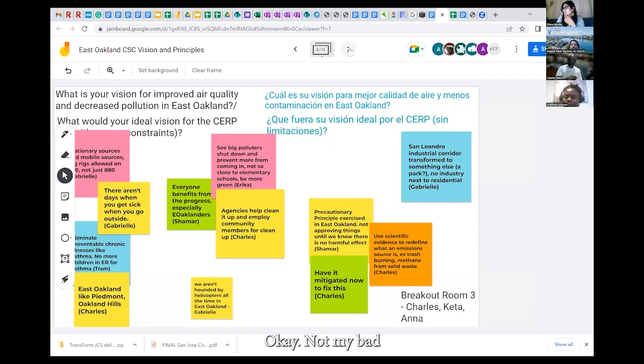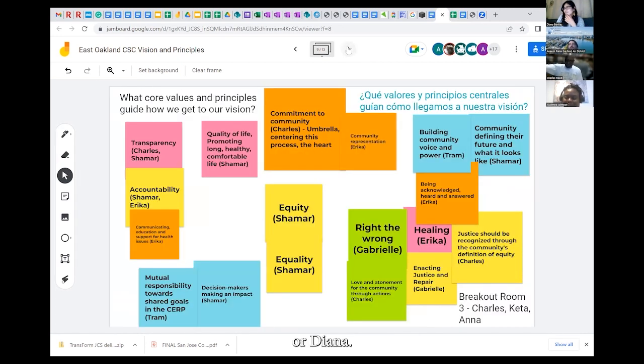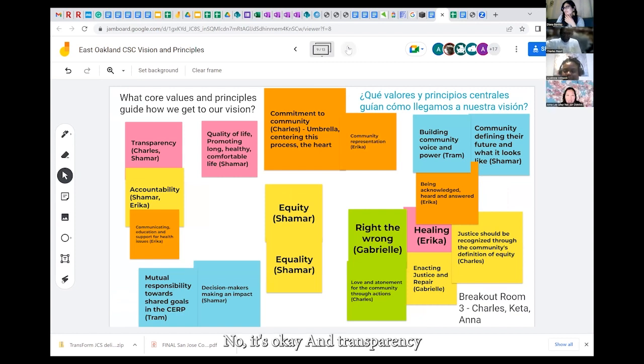Okay, now you can go. My bad, Anna or Diana. No, it's okay. When it comes to what core values and principles we want to guide our vision: transparency, accountability, and this was suggested by Erica, communicating education and support for health issues, that knowledge is key to empowerment.